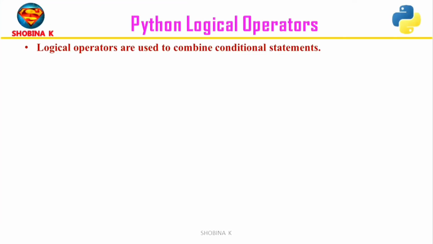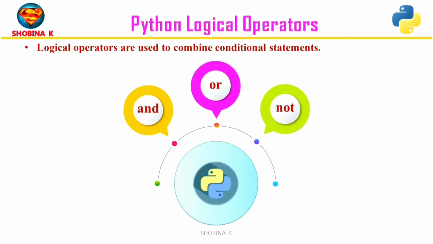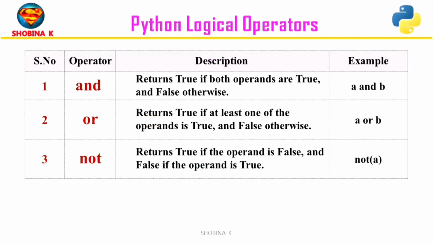The logical operators are used to perform logical operations on Boolean values. They are often used to combine or modify conditional statements. There are three main logical operators in Python, which are AND, OR, NOT. The AND operator returns true if both operands are true, otherwise false. The OR operator returns true if at least one of the operands is true and false otherwise. The NOT operator returns true if the operand is false and false if the operand is true. It essentially negates the truth value.